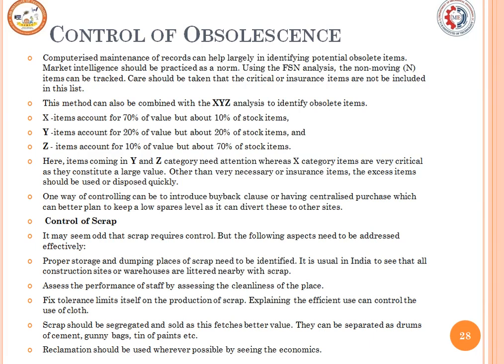obsolescence. There may also be a buyback arrangement. In that case, you can give back the product to the customer and take some other product for the value paid for the material which has been supplied. Control of scraps: even the scrap you are going to generate has to be minimized. You mustn't give too much tolerance for the production of scrap. There must be efficient use, such as controlling the use of cloth. Scrap should be segregated and sold as this fetches better value. Reclamation should be used wherever possible by seeing the economics. Like this, you'll be able to do control of obsolescence and control of scrap.